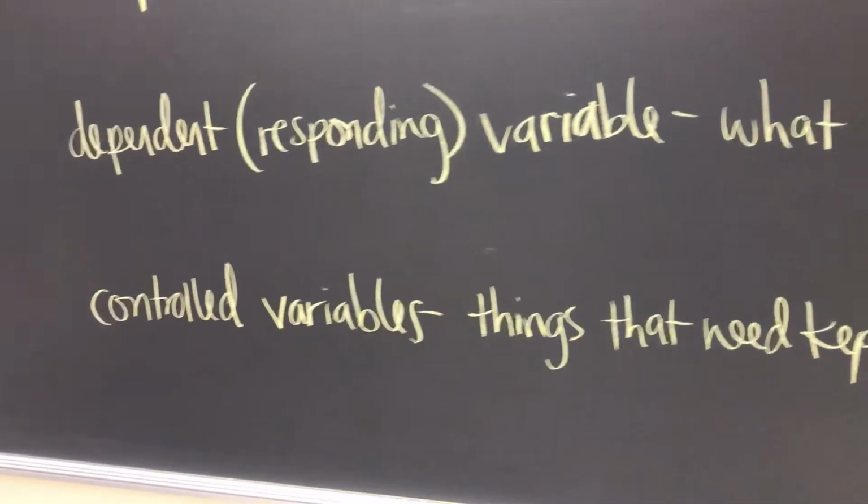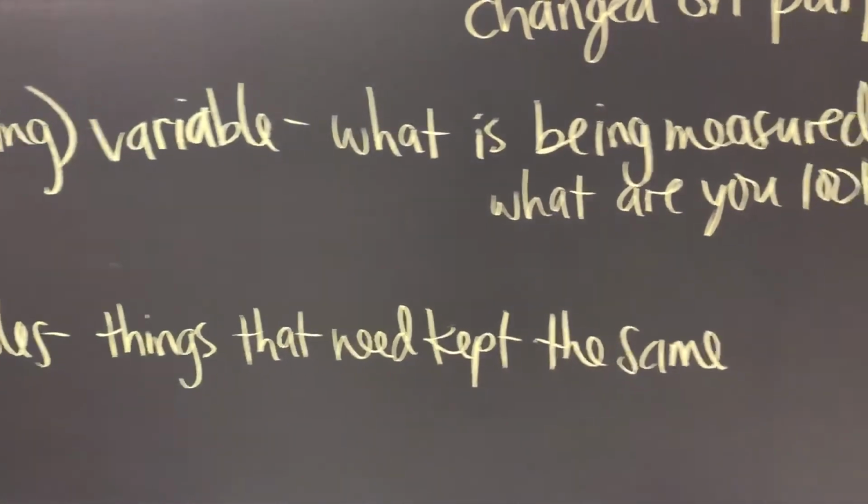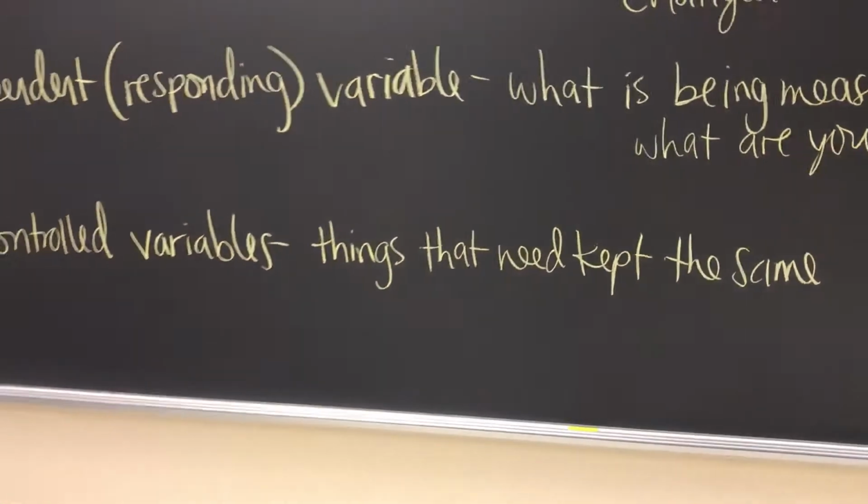And then the last type of variable is controlled variables. Those are the things that you need to keep the same to make sure that you have a fair test, so you know what your results are being caused by. You can't change 2 to 3 to 4 things at a time, because when you look at your results, you won't know what caused them to be that way.